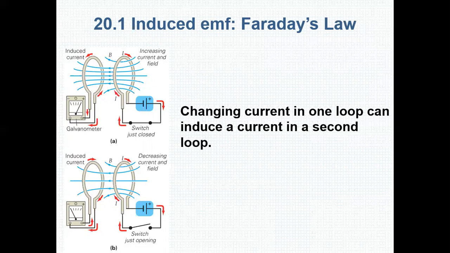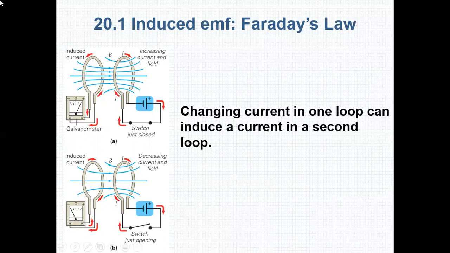Changing current in one loop can also induce a current in a second loop. Look at the side figure here. In this figure, we don't have any magnet, but there is a current passing through this first loop, right? Because of this current, a magnetic field is produced. We discussed electromagnetism, that electricity and magnetism are two facets of the same coin, right? One thing can produce another.